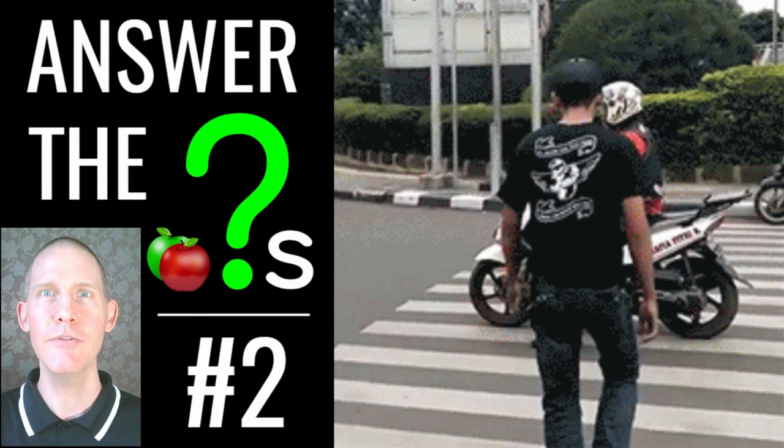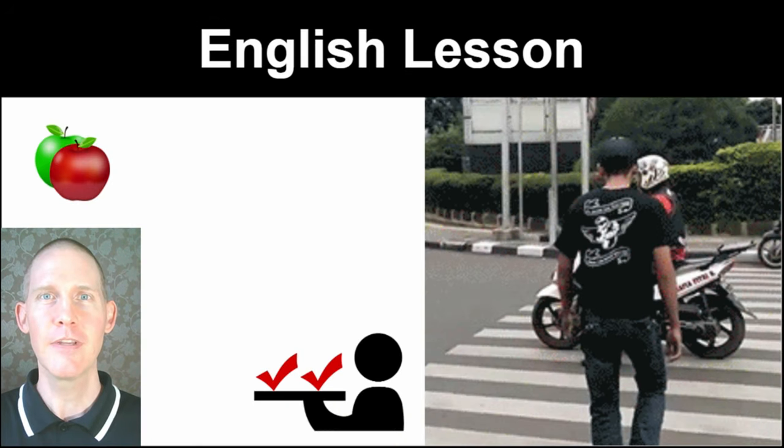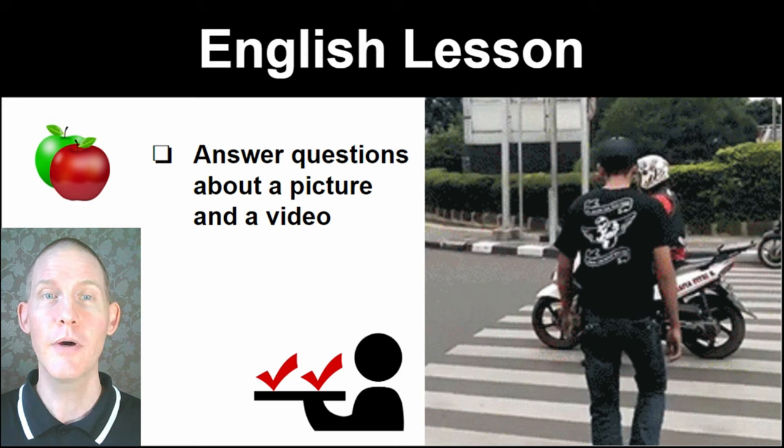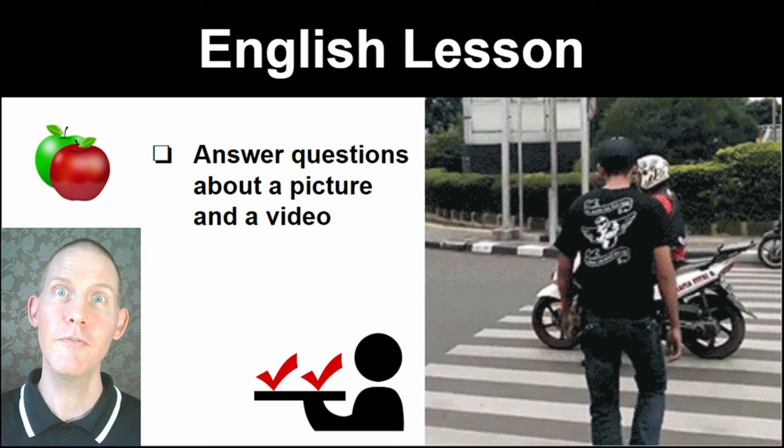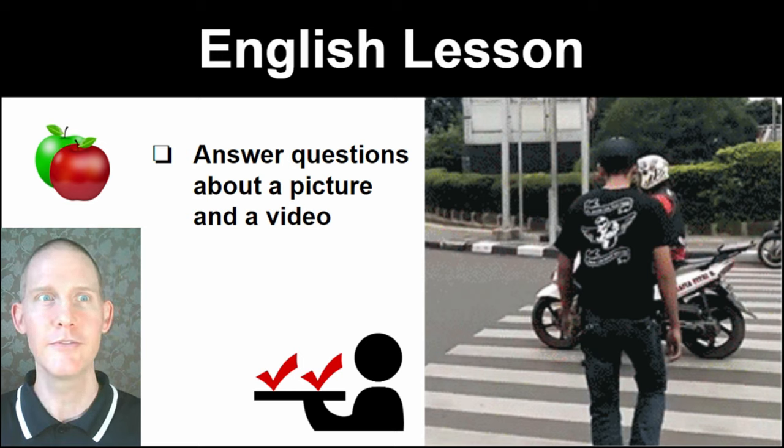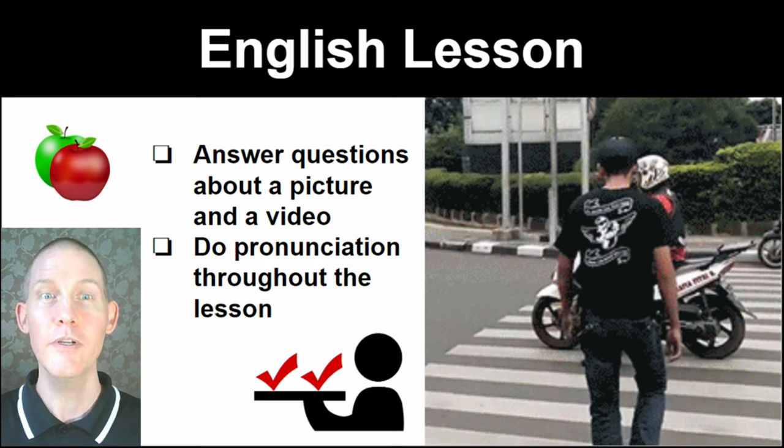We're doing answer the questions number 2. Ooh, and we have another picture. Great! Let's take a look. What are we going to do in this English lesson? Great question. Well, we're going to answer questions about a picture and a video. That's right. This picture over here will turn into a video. We're going to do pronunciation throughout the lesson. So we'll answer questions and I'll have you repeat the answers after me.